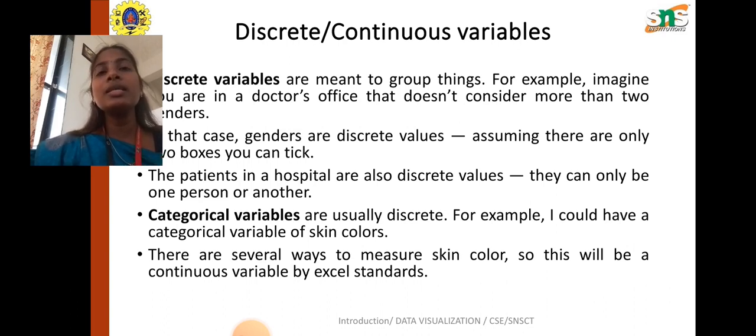The second one is a categorical value. A categorical value is one where we can segregate values into any number of different types. For example, if I take a ball, it may be black, blue, violet, green or pink. If I take color, we can categorize n number of colors. That is why it is considered a categorical value.